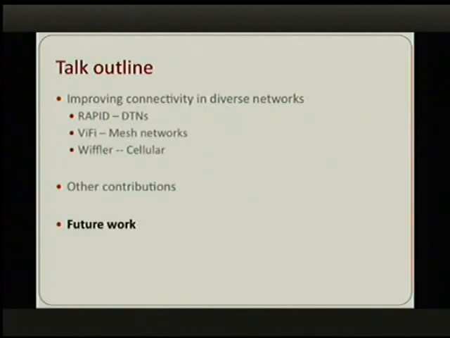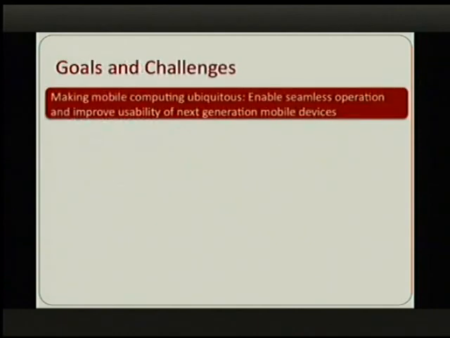Let me talk about some work I want to do in the future. My main goal is that I want to make mobile computing ubiquitous. In other words, enable seamless operation and improve usability of next generation mobile devices. Now, there are several challenges that you need to tackle to solve this problem, and I'm specifically looking at 3 challenges. The first one is that of non-adaptive protocols.